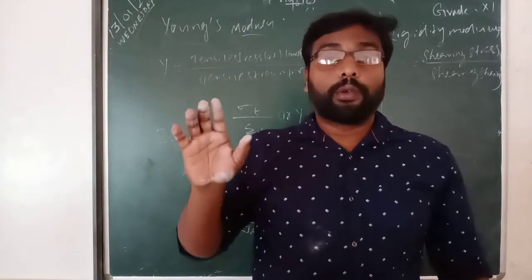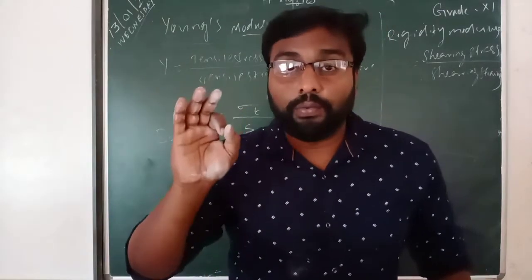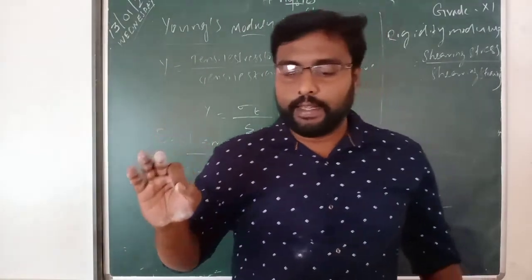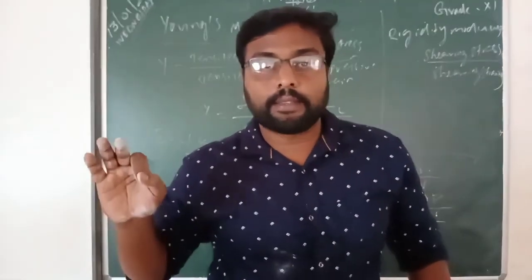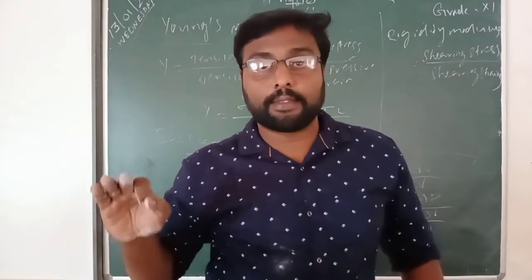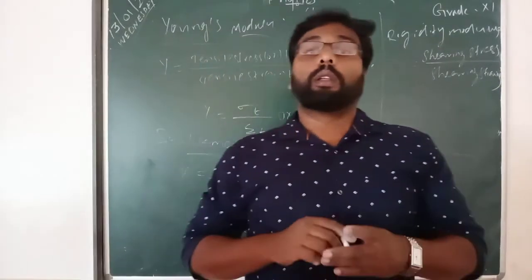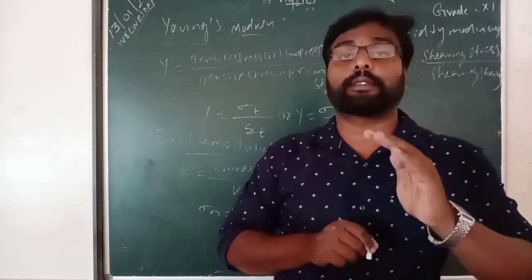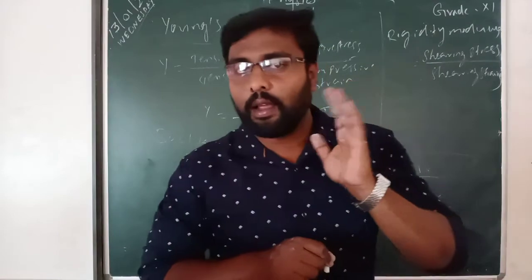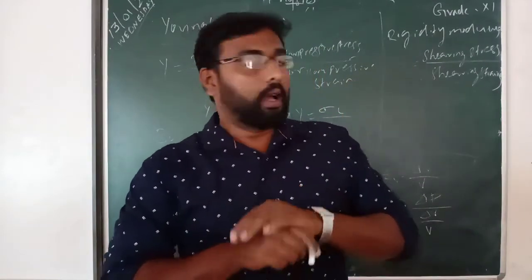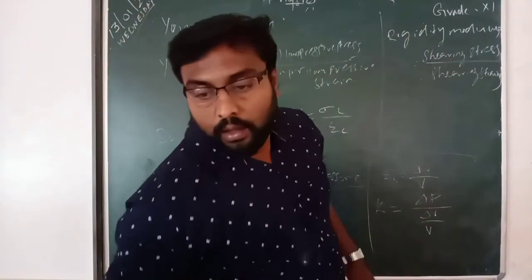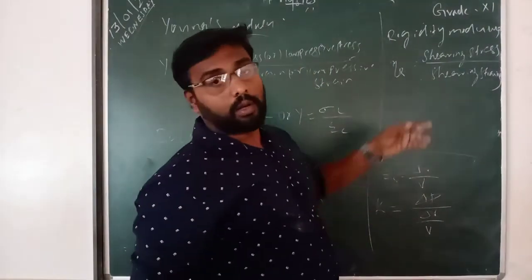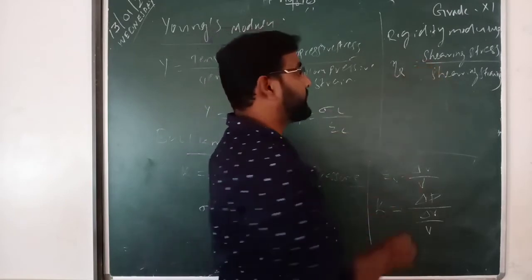It is wrong, you can correct the definition. All of you listen carefully in page number 57. Rigidity modulus is defined as the ratio of shearing stress to shearing strain. That is the definition. You can correct it in your textbook. It is given as eta R, the rigidity modulus, is equal to shearing stress by shearing strain.